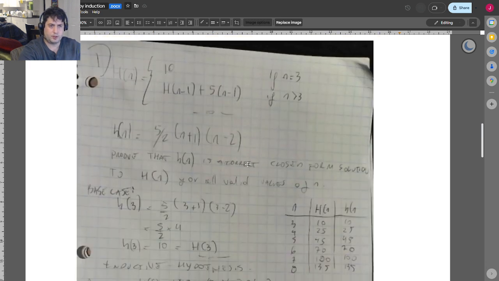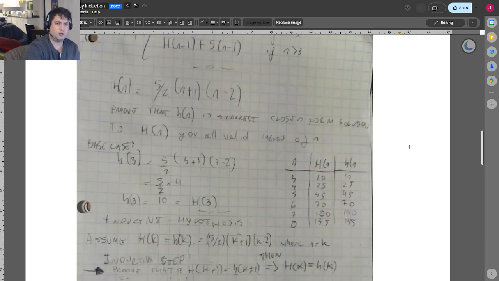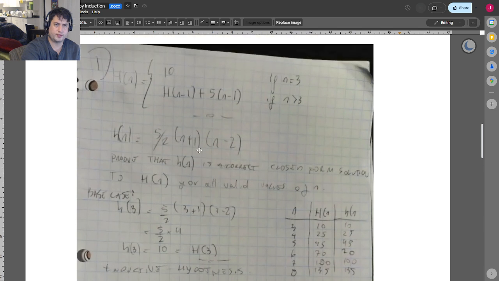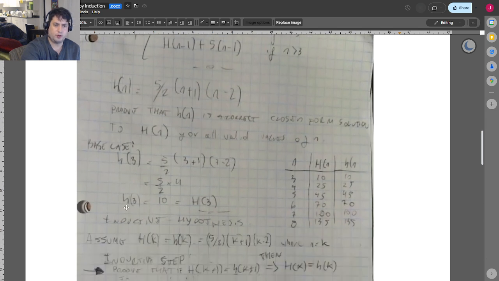So for the second part of the exercise, which is a little bit harder, we have this function, let's call it lowercase h of n. It's equal to 5 over 2 times (n plus 1) times (n minus 2). And we have to prove that it's a correct closed form solution to h of n for all valid values of n. For the base case, we just replace the n value by 3, and we find that it's equal to 10.